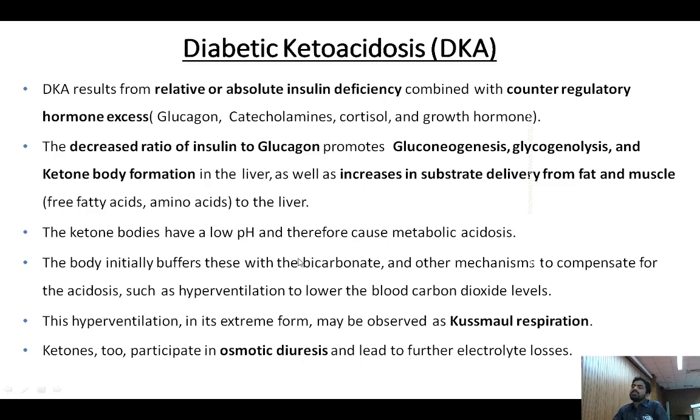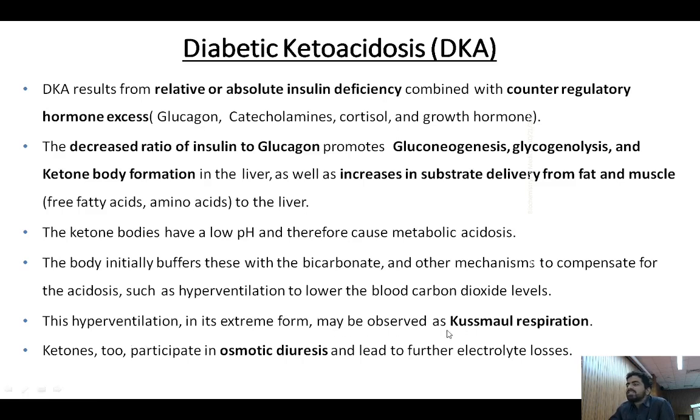Compensation, we read, can happen with the help of bicarbonate and other mechanisms to compensate for acidosis, such as hyperventilation, to lower the blood carbon dioxide level. So by buffering of these ketone bodies with the help of bicarbonate or by hyperventilation, the body will try to compensate, but it cannot compensate for long, right? If it is not able to compensate, this metabolic acidosis will become severe, leading to derangement in the full circulation and the metabolism of the body. So it can be life threatening.